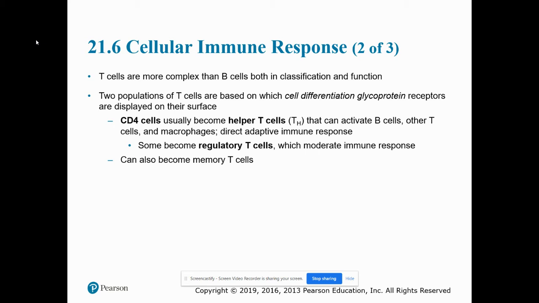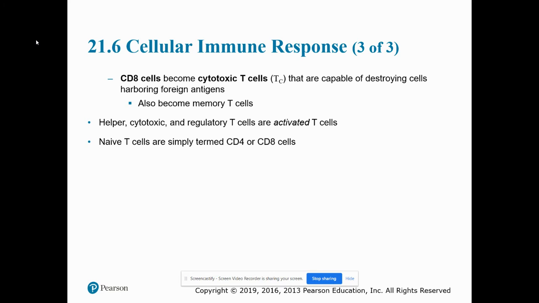Now, some of these CD4 cells do become regulatory T cells, which can help moderate the immune response, and they can also become memory T cells. So CD4 cells become either helper T cells, regulatory T cells, or memory T cells. CD8 cells become cytotoxic T cells, which are going to be capable of destroying cells that have that foreign antigen that corresponds with that particular T cell. And they can also become memory T cells.